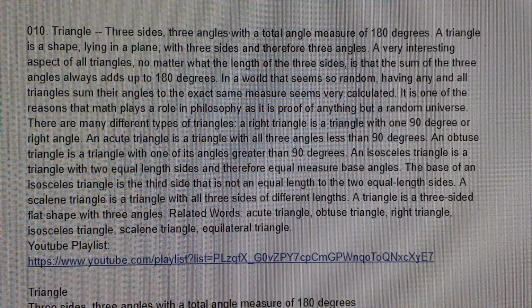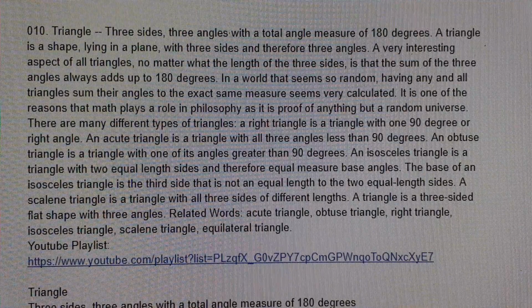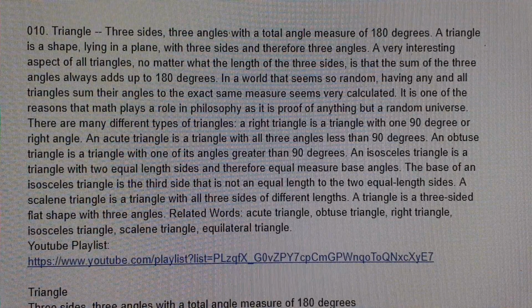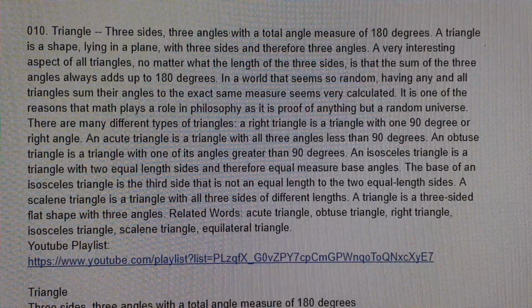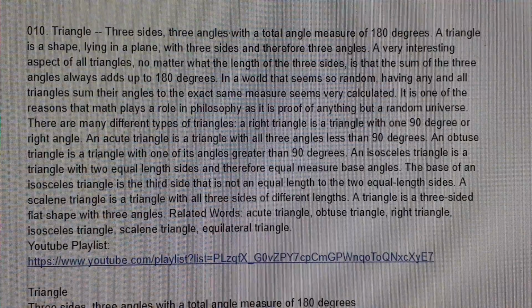A triangle is a 3-sided flat shape with 3 angles. Related words: acute triangle, obtuse triangle, right triangle, isosceles triangle, scalene triangle, equilateral triangle.